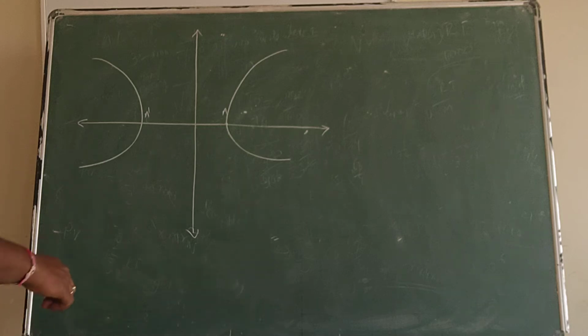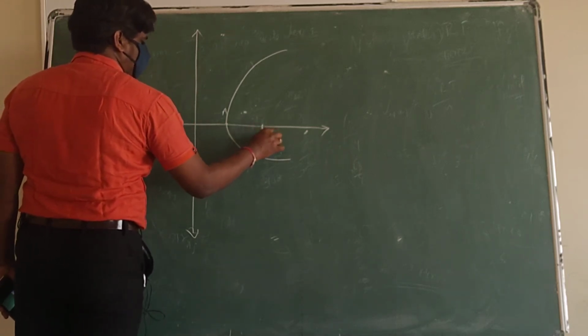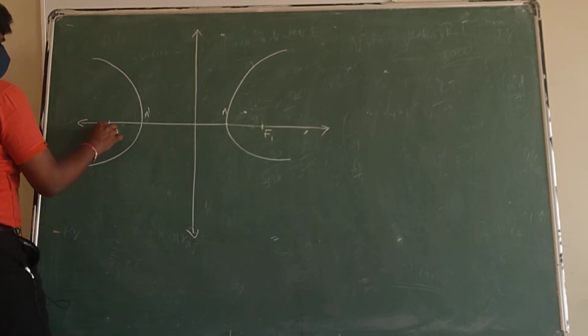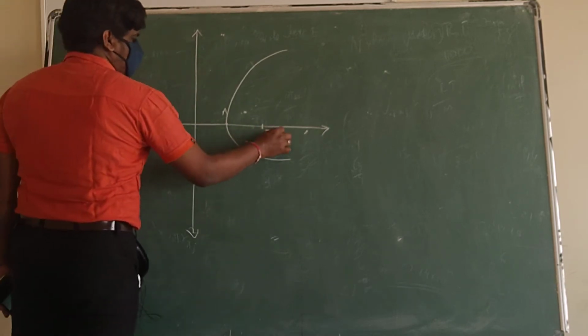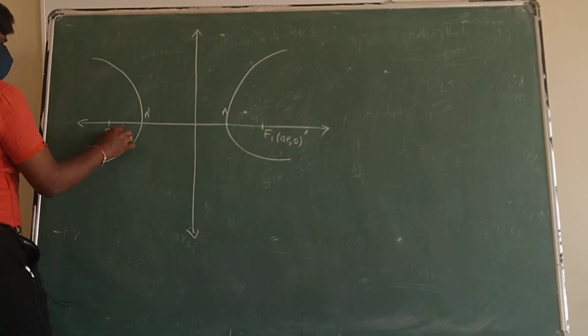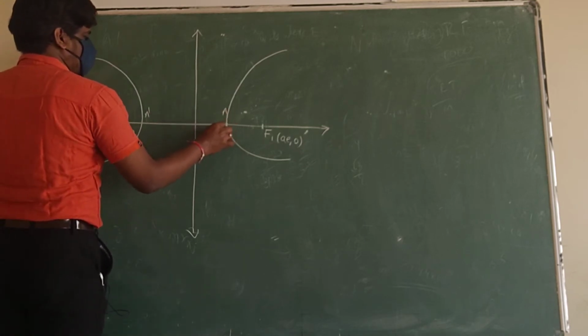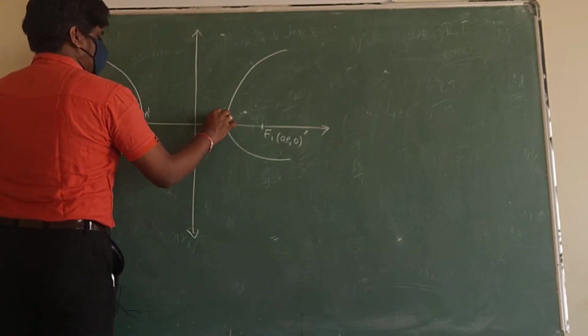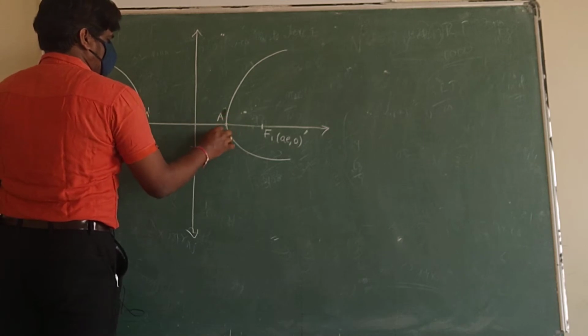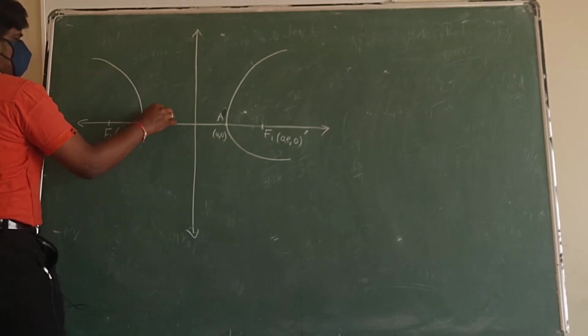So in the hyperbola, this is F1, this is the focus F2. The focus will be (ae, 0). Here the focus point is (-ae, 0). This point is the vertex A, that is (a, 0). And this point is A dash, (-a, 0).